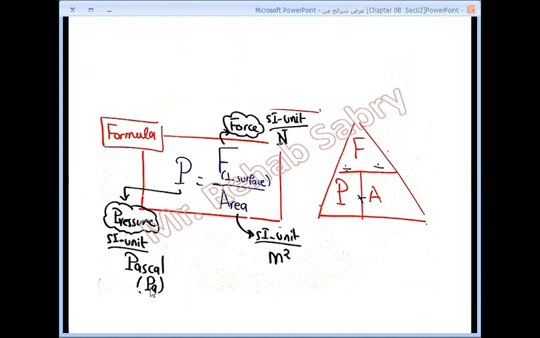يبقى Pascal is equivalent to what يا محمد? Pascal equivalent to Newton over a meter square. Thank you very much. Excellent محمد ياسر.